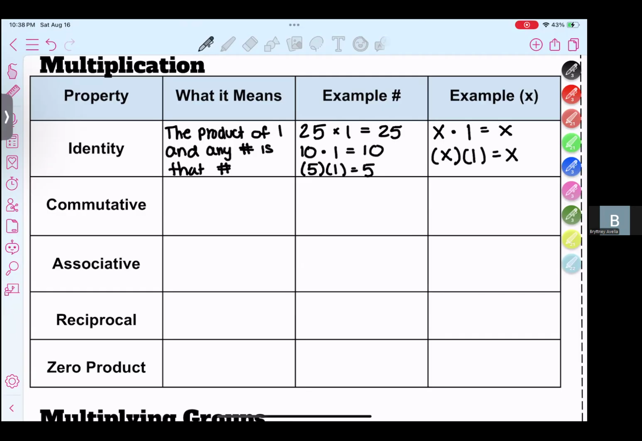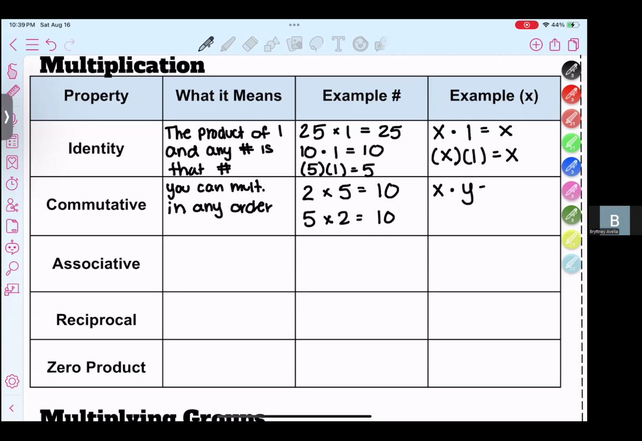Next one we have is the commutative property, and it means the same thing as it did for addition. It just means that you can multiply in any order. So 2 times 5 gives us 10, right? And 5 times 2 also gives us 10. Written with our symbols, we have x times y equals y times x.